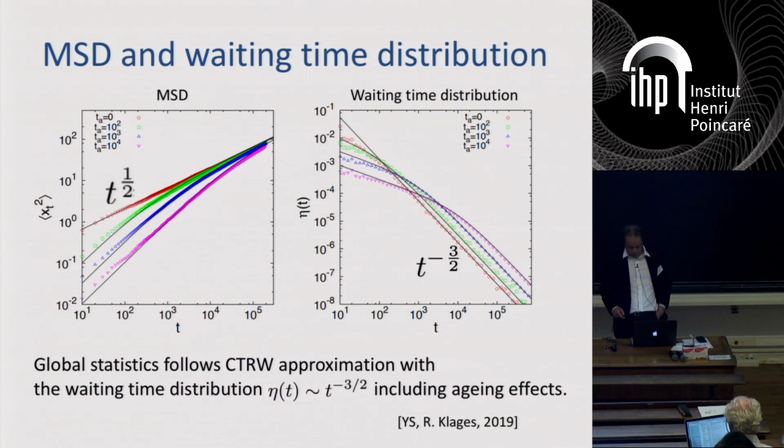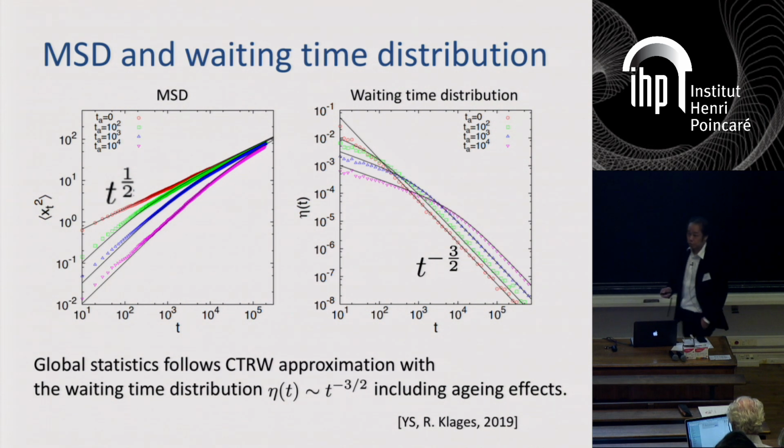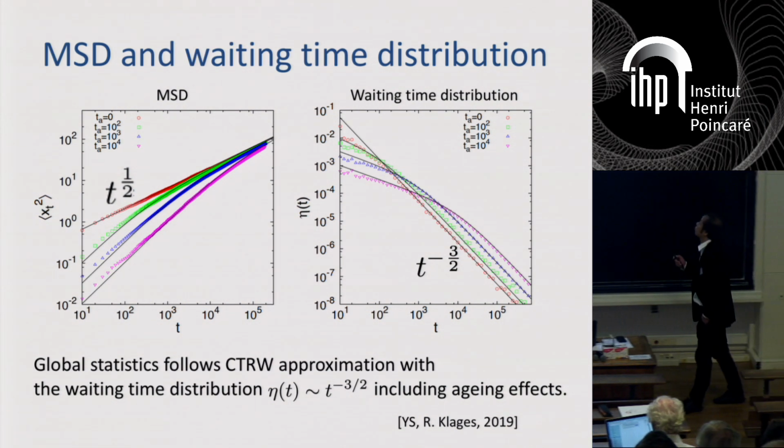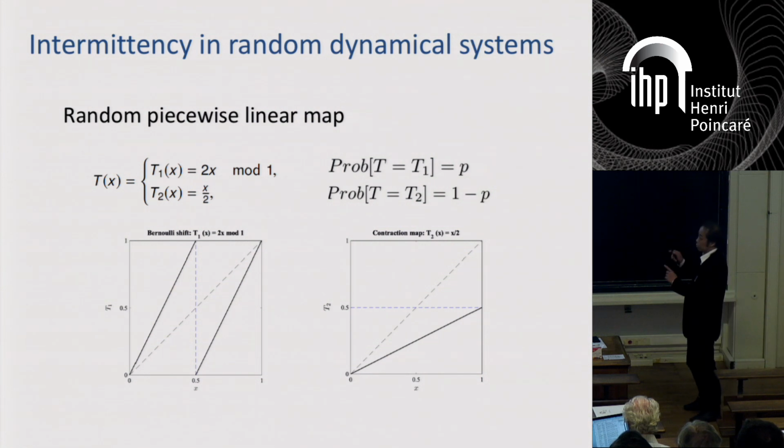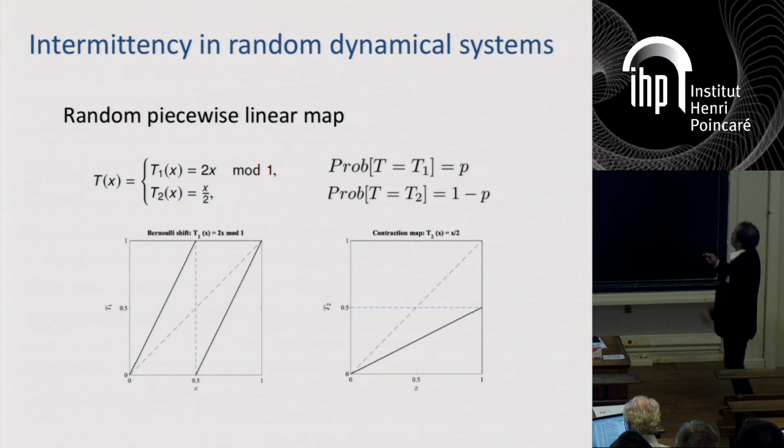Right. And we can also approximate this aging effect with this continuous time random walk theory. So we'll talk more about the mathematical structure of this underlying dynamics in the case of the linear random map.